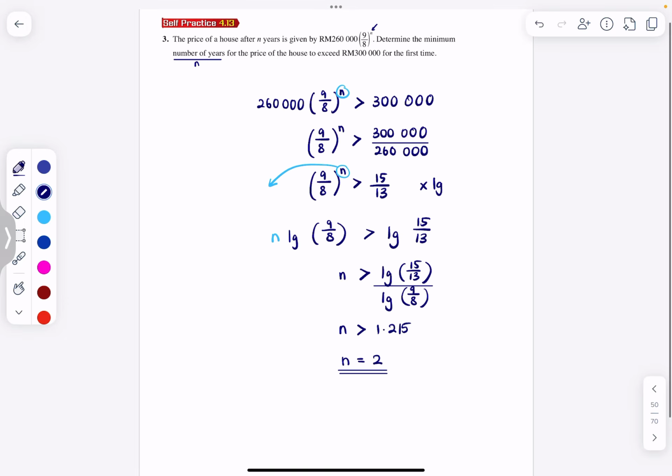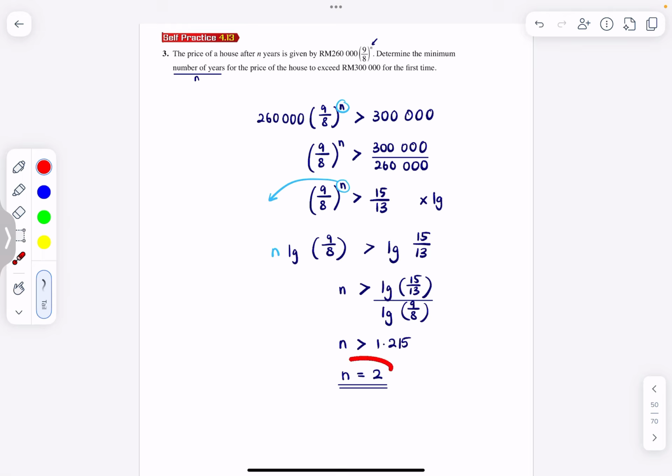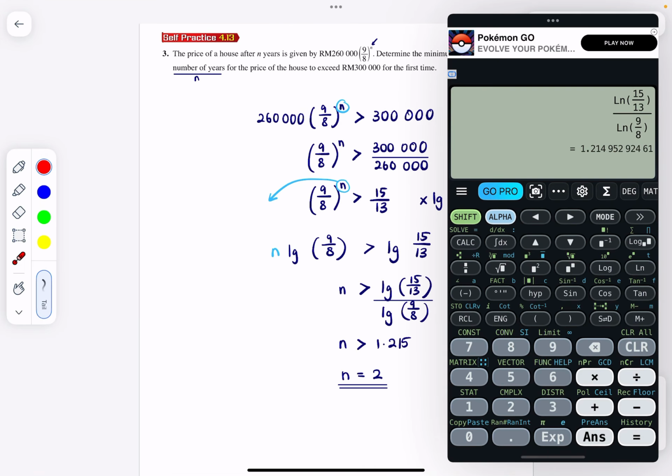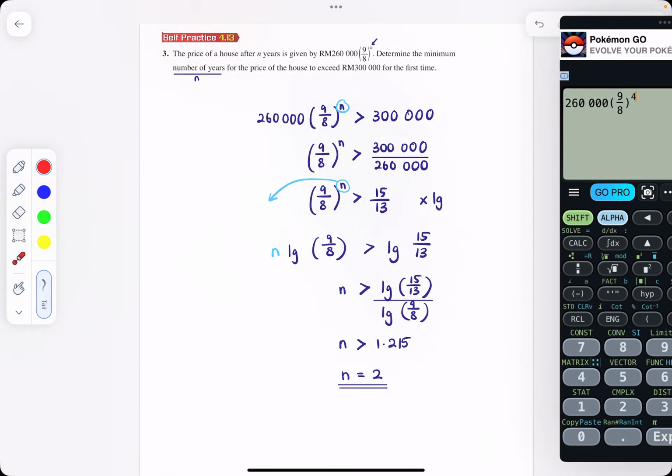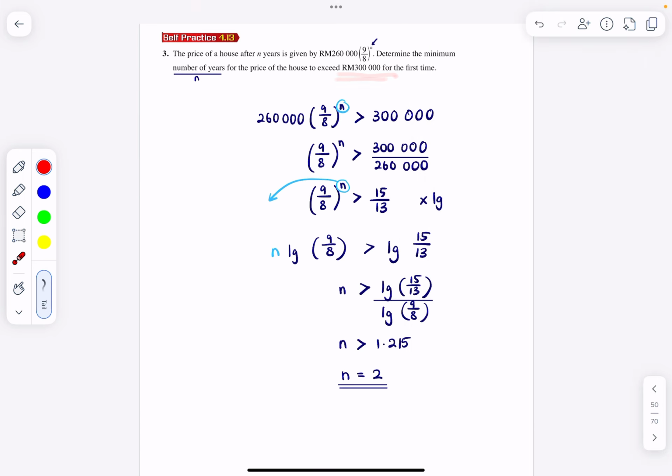Okay, so let's check. That means we found that after 2 years the price will exceed 300,000 for the first time. Let's see what happens after 1 year. 260,000 times 9 over 8 to the power 1. After 1 year the price of the house is 292k. After 2 years it's already 329k. That means after 2 years it has already exceeded 300,000 for the first time. Of course after 3 years and so on it will only increase, but the first time it exceeds 300k is at 2 years. That's it.